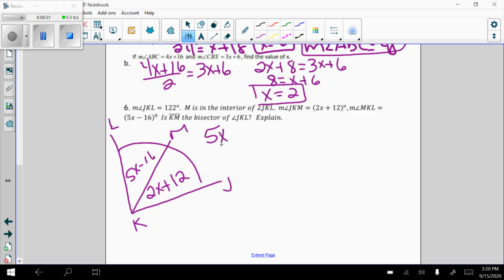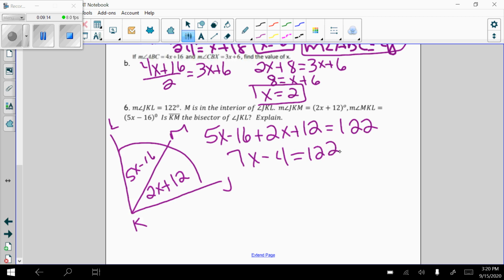So 5x minus 16 plus 2x plus 12. I know by angle addition postulate, if I add those two together, I get the great big angle, which was 122. So let's go ahead, solve for x here. So 7x, negative 16, and a positive 12 gives me minus 4 equals 122. Trying to get x by itself, so add 4 to both sides. So 7x equals 126. And divide by 7, I get x is equal to 18.